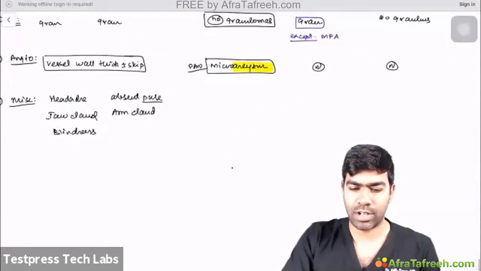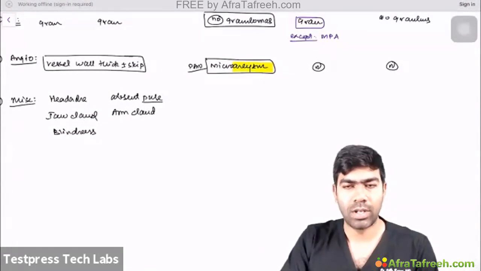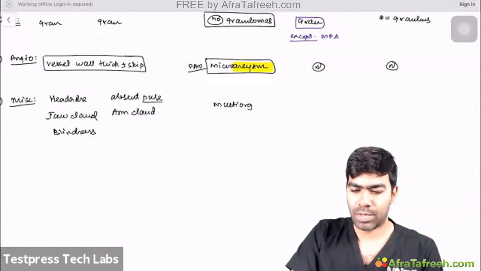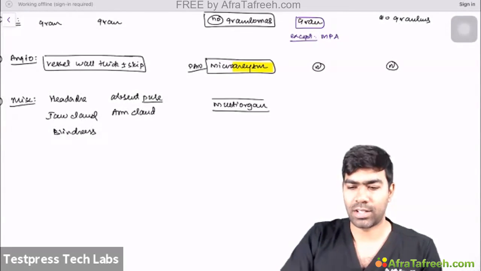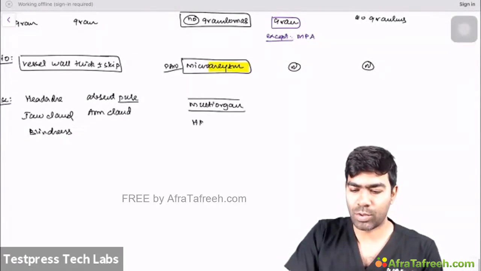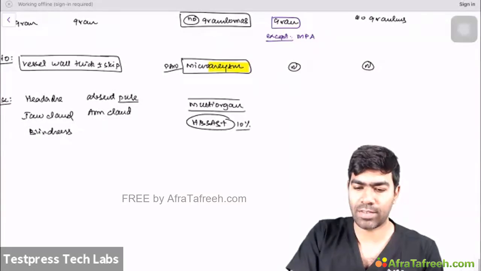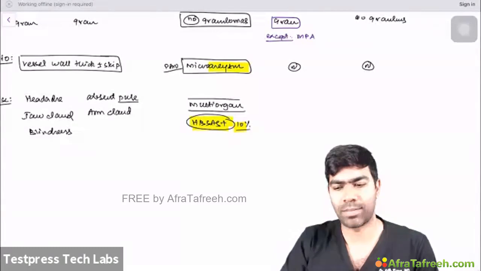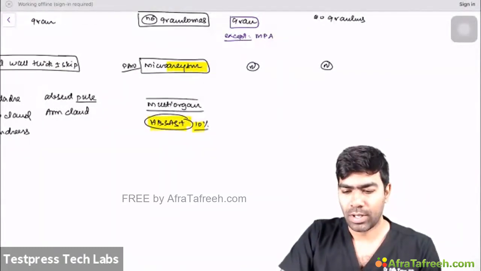As far as polyarteritis nodosa is concerned, you're going to get more of a multi-organ involvement. Multi-organ involvement will be very characteristic in polyarteritis nodosa, and the most important clue in the exam will be sometimes HBsAg positivity. In 10% of the cases you can have HBsAg positivity, not all the patients, but that could be the clue in the exam.